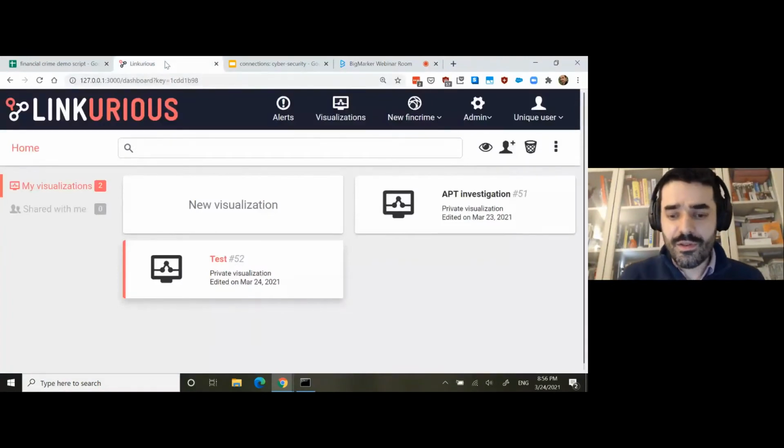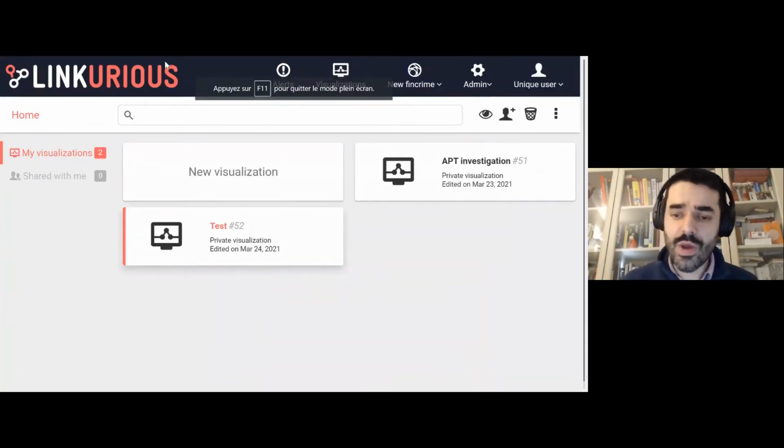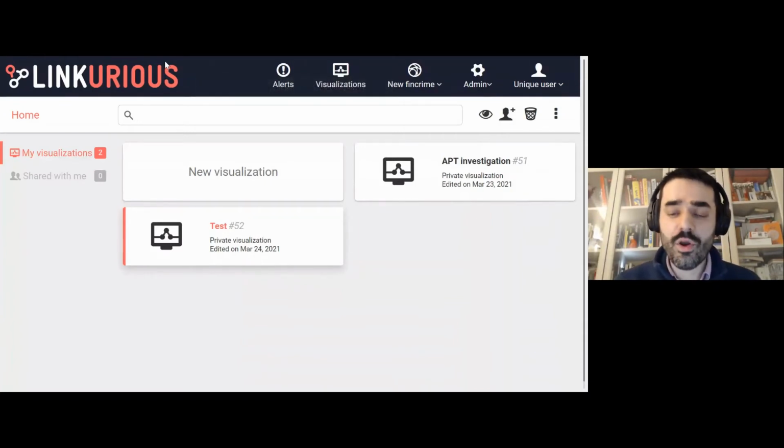So this is the Linkurious Enterprise UI. Today I'm going to play the part of a cyber analyst, and I've been notified that a new IP address has accessed 6 bank accounts in a short time span. Obviously, this is suspicious, and I want to investigate the situation to assess whether these bank accounts have been compromised somehow.